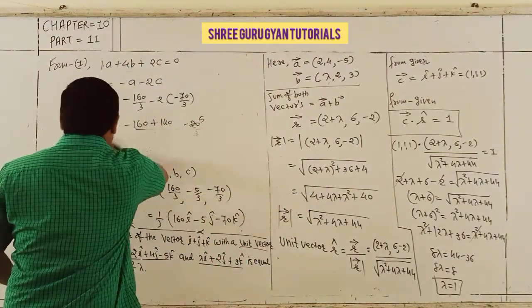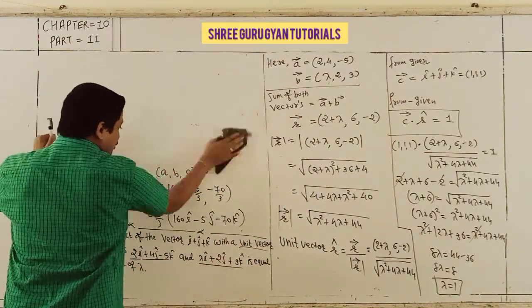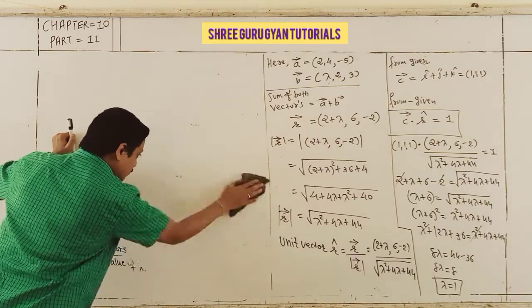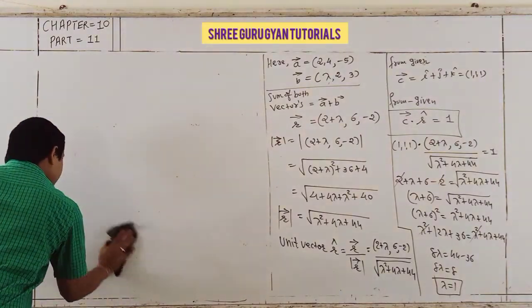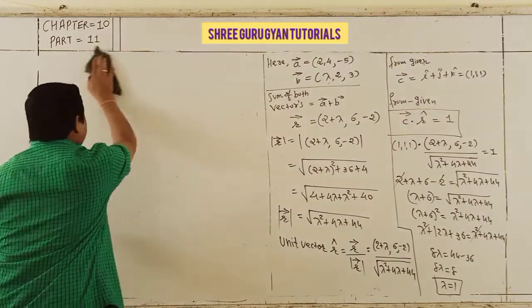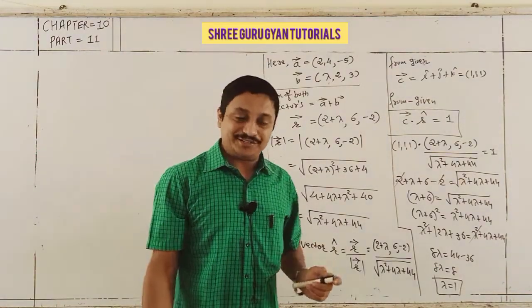Now I am moving ahead one by one to question number 14. Question 14 is also easy, and I will explain it easily, students.